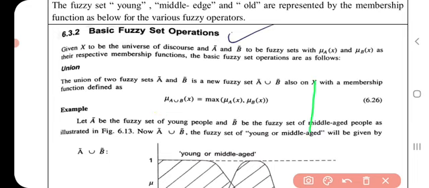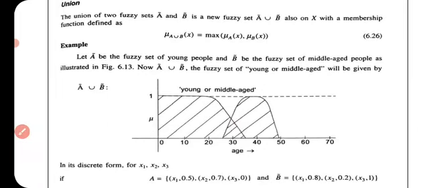Okay, let's see with the help of an example. Let A be the fuzzy set of young people, and B be the fuzzy set of middle-aged people. So right now we have two fuzzy sets. If we have three fuzzy sets, then the operation is different. At present we are considering two fuzzy sets A and B, where A represents the ages of young people, and B represents the middle-aged people, as illustrated in the previous example.